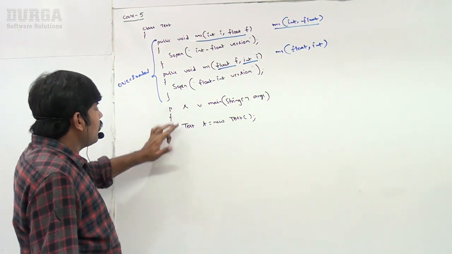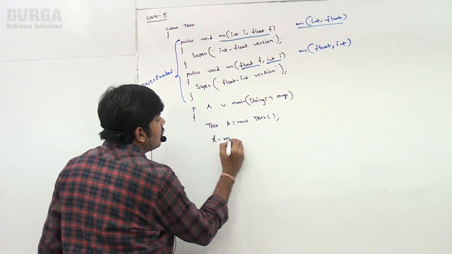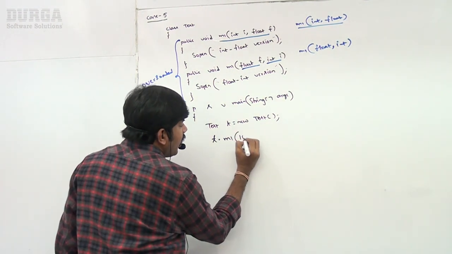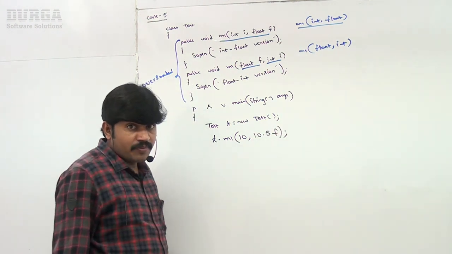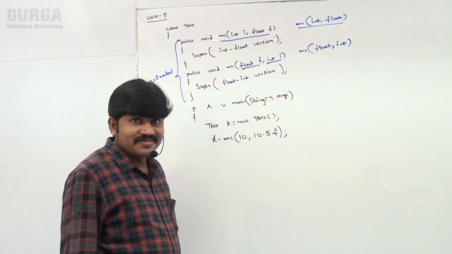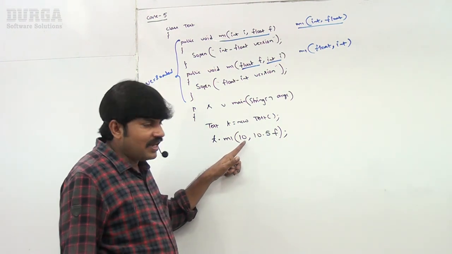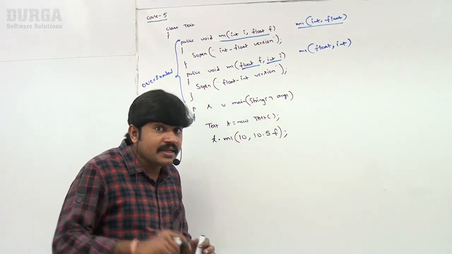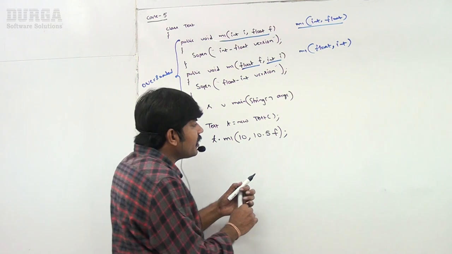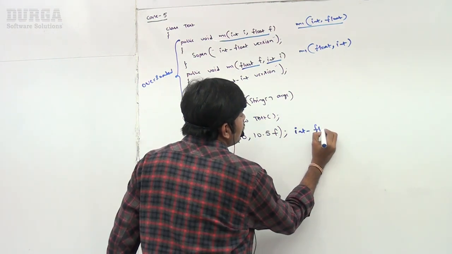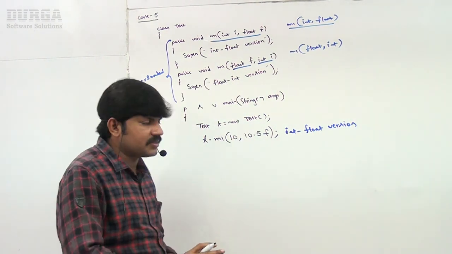Okay, now Test t = new Test(). Now I'm trying to call t.m1(10, 10.5f). Can you please tell which method will get the chance? Int and float. So in overloading, exact match is always going to get the highest priority. That's why the int, float version will get the chance.